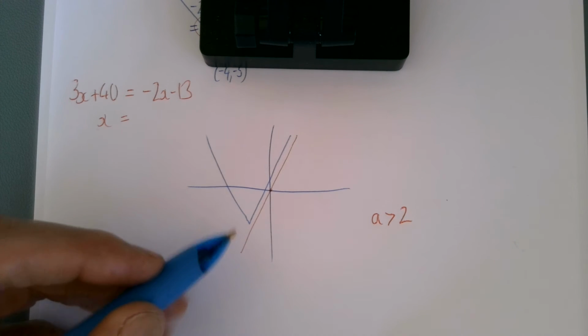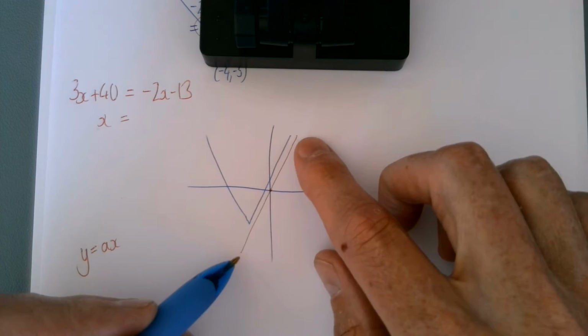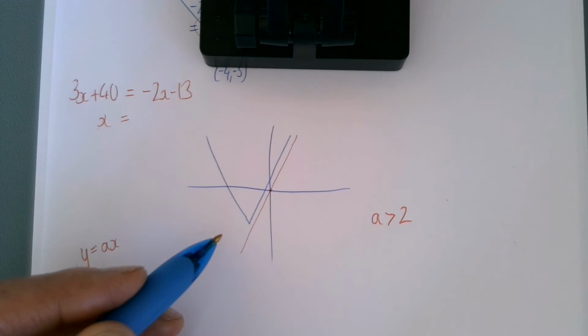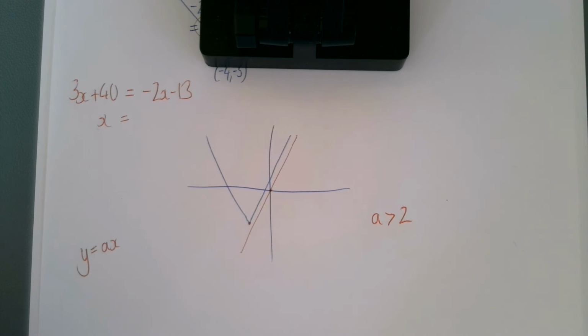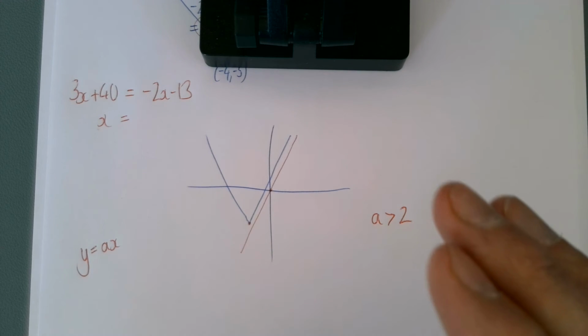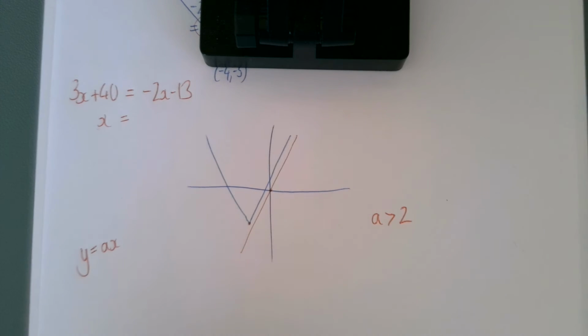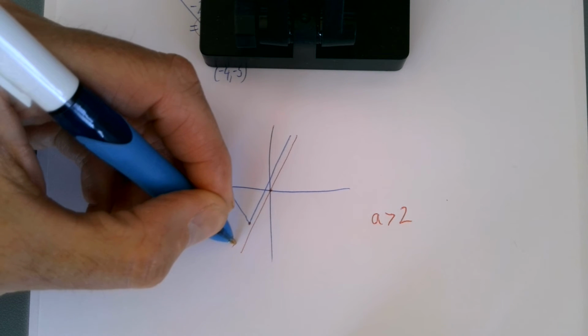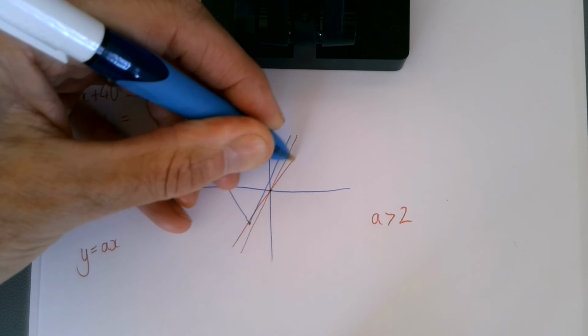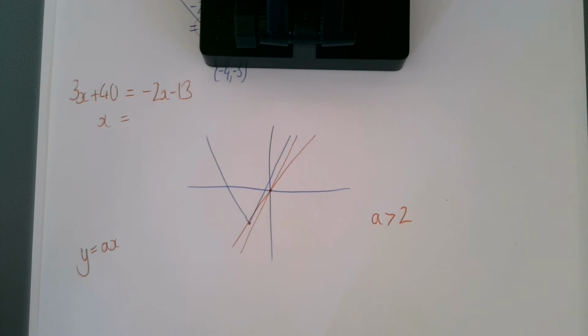But what about if I make the red line less steep? As I make it less steep, it will eventually hit here, won't it? And as I go less steep than that still, it will cross twice. So this line here is the first time a less steep line crosses.